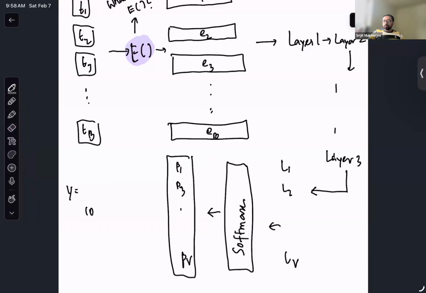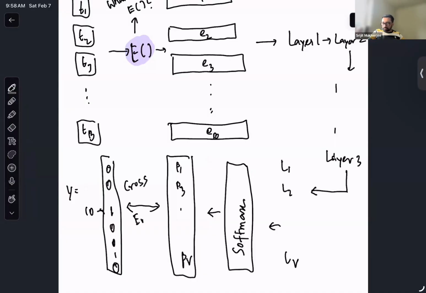So you will have 0 everywhere, and only at the 10th position you will have 1. And you calculate the distance between them using cross entropy loss. And then this loss is minimized. So this is the y and this is the y hat.